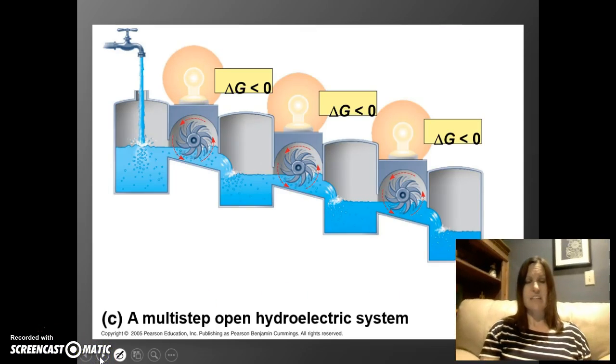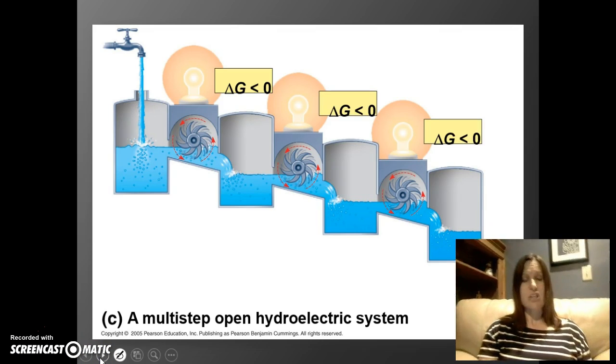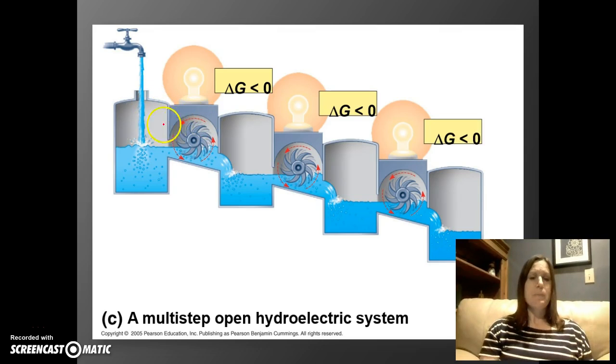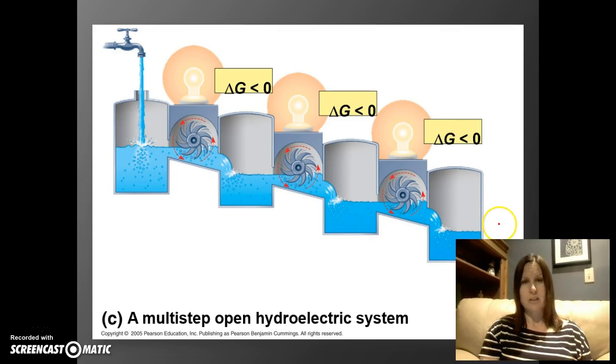So how is this related to us? Well, cellular respiration is like a multi-step hydroelectric system, where in cellular respiration we see, again, the constant input, which is that constant input of glucose, right? Glucose is coming into our cells. We're powering it. It is then releasing energy to do work, that spontaneous reaction. The products of this reaction then become the reactants of the next reaction, and it goes on and on and on. So delta G is always less than 0, and it's always moving towards equilibrium.